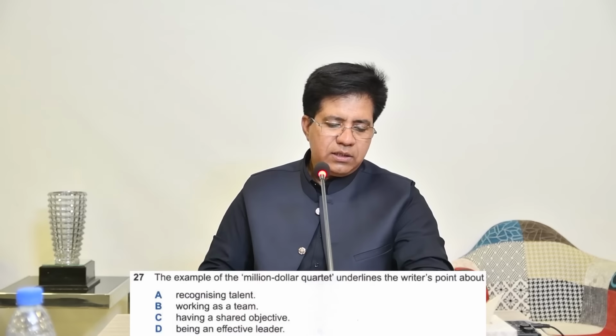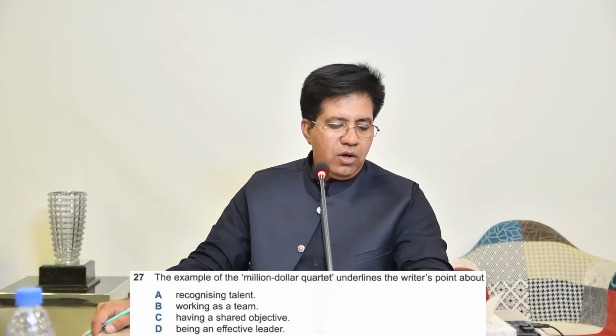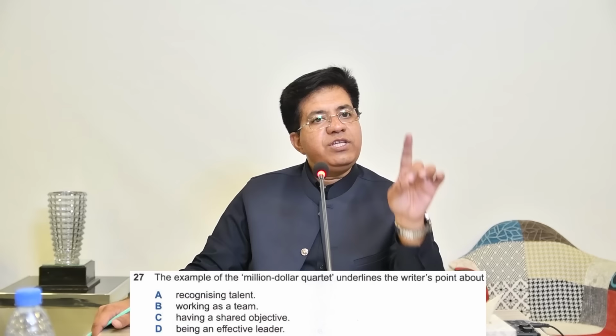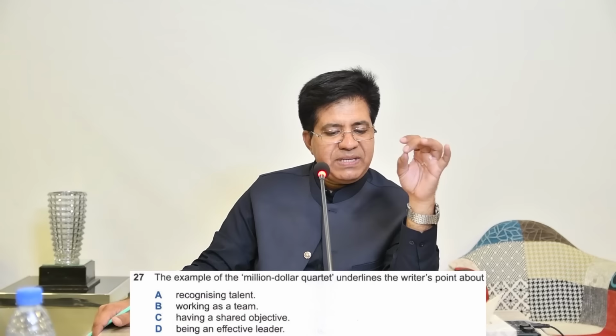Multiple choice questions. Type A or type B? Type A: questions and answers are in order. Number one, number two, you just have to read the question and go to the passage, find the answer to that question, which will be given in one sentence in the passage. And then you come back to the passage and you have to match that sentence of the passage with one of the options, A, B, C, or D.